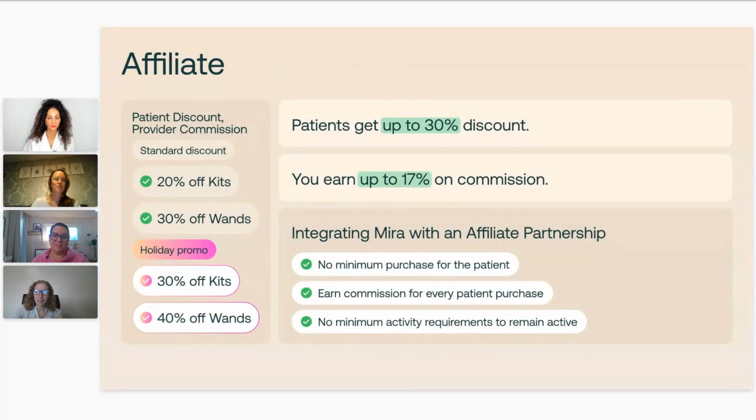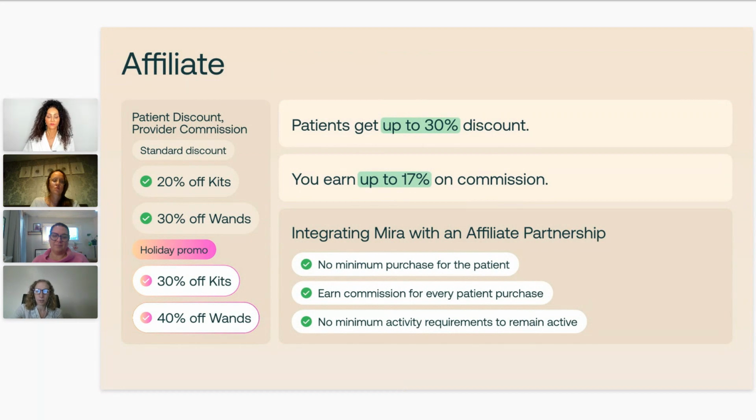Okay. Let me talk about affiliate next. So this is option 2. We talked about discount codes first. So again, there's essentially no commitment on your part. We give you a discount code, you hand it out to your patients. The next options, you have to decide if you want them.